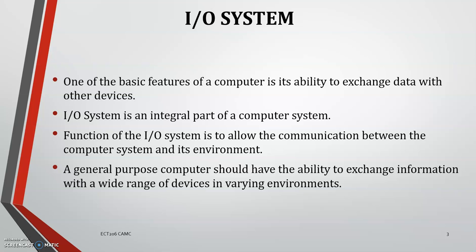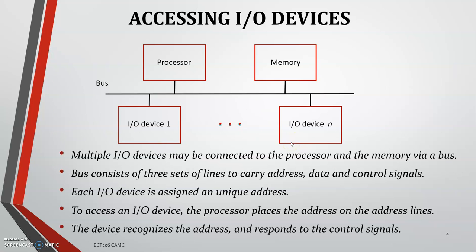So the input-output system is an integral part of a computer system. The function of the input-output system is to allow communication between the computer system and its environment. A general-purpose computer should have the ability to exchange information with a wide range of devices in varying environments.